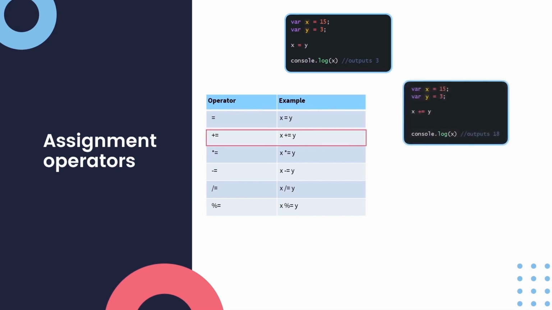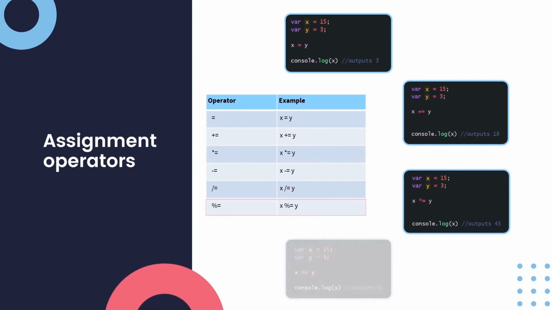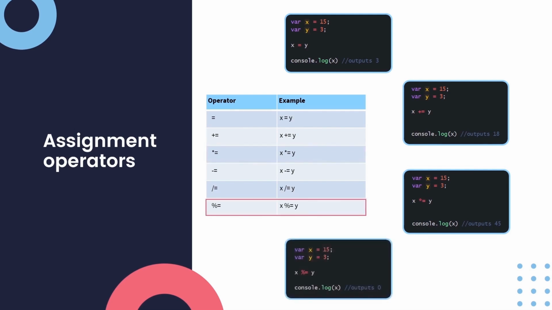We can even do some sort of addition where we can say x is equal to the result of x plus y, and this outputs 18. Next, we can do multiplication as well, which is quite powerful. And essentially what we are saying is x multiplied by y gives us the new result assigned to x, which outputs 45. And then lastly, we can also perform an assignment operation using modulus. And in our example here, we are setting x equal to the remainder of dividing x by y, which gives us 0, because there is no remainder after dividing 15 by 3.